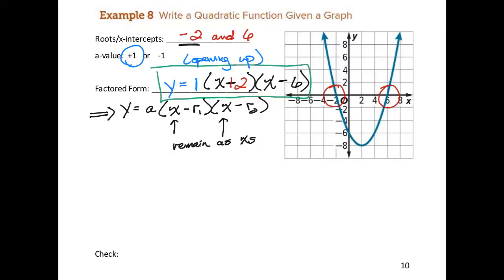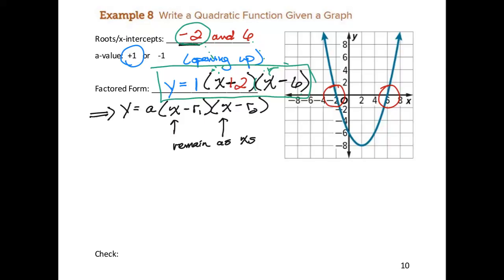Now think about it in this way. If you're like, I have to subtract root minus x plus 2, x has to be negative 2. Think about if you substitute that in, you want to get 0. X minus 6 would have to be 6 minus 6. So that's a way to check because you are always going to have to set those equal to 0.